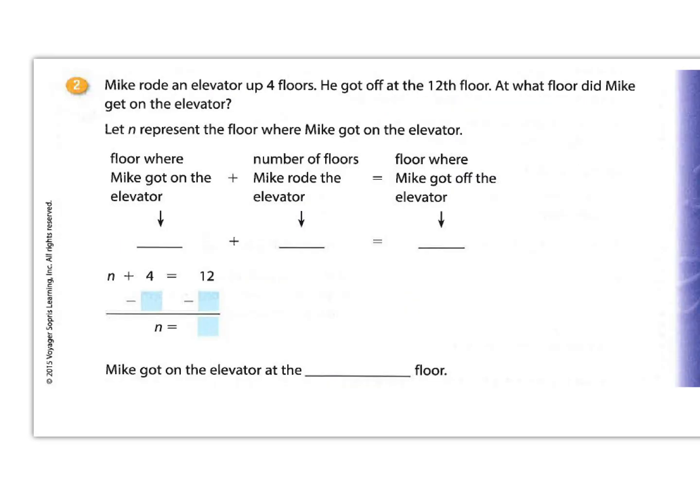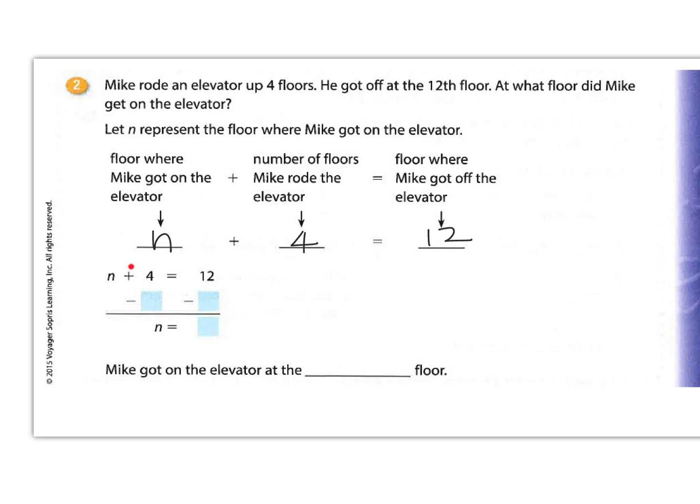This says, number 2, Mike rode an elevator up 4 floors. He got off at the 12th floor. At what floor did Mike get on the elevator? Let n represent the floor where Mike got on the elevator. Floor where Mike got on the elevator, that is n. Then, the number of floors Mike rode the elevator. Well, it said he rode 4 floors. And then he got off on the 12th floor. So we have n plus 4 equals 12.